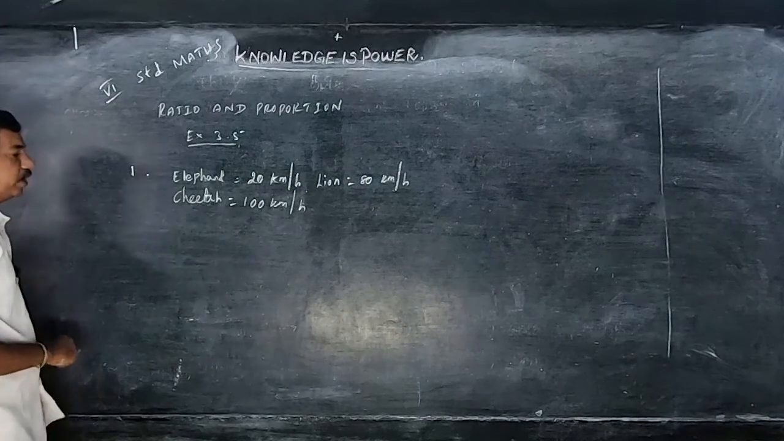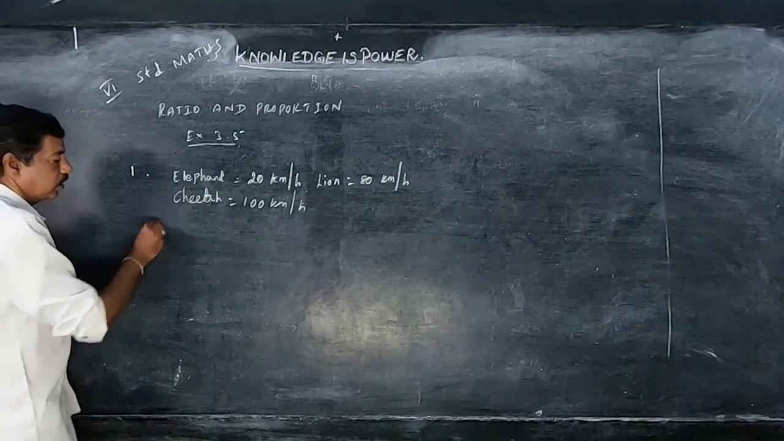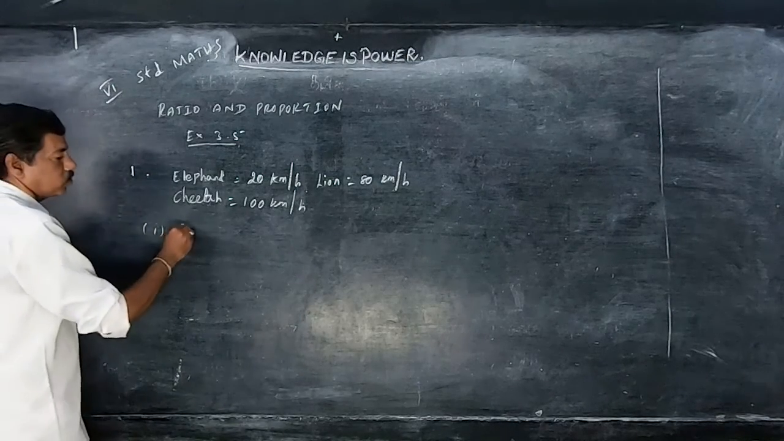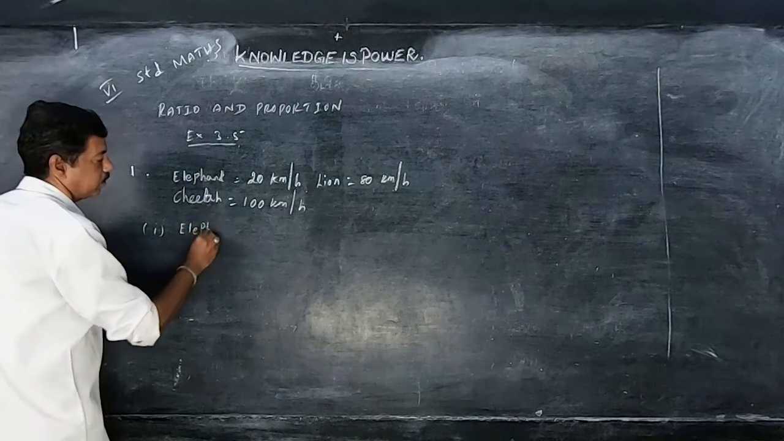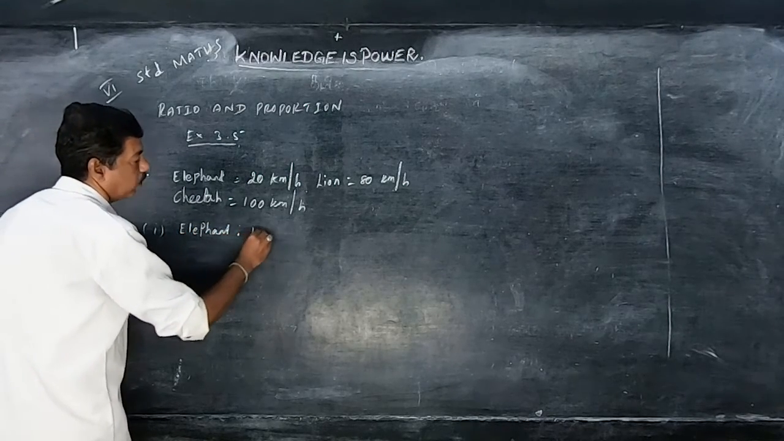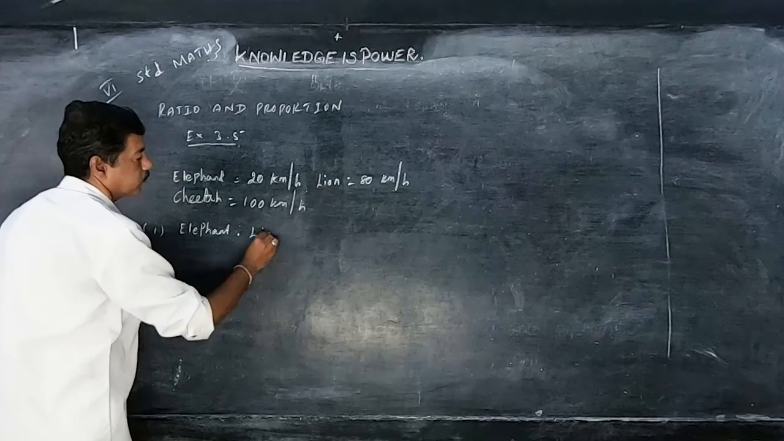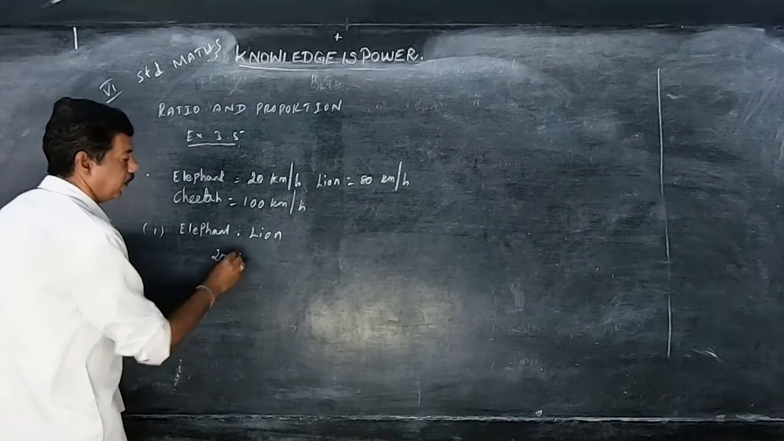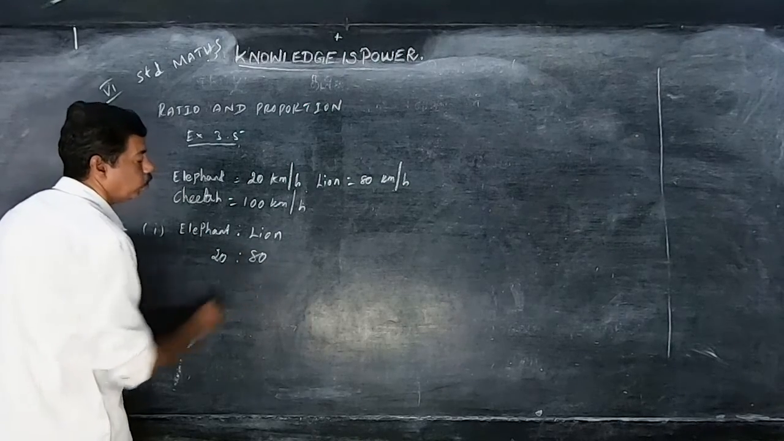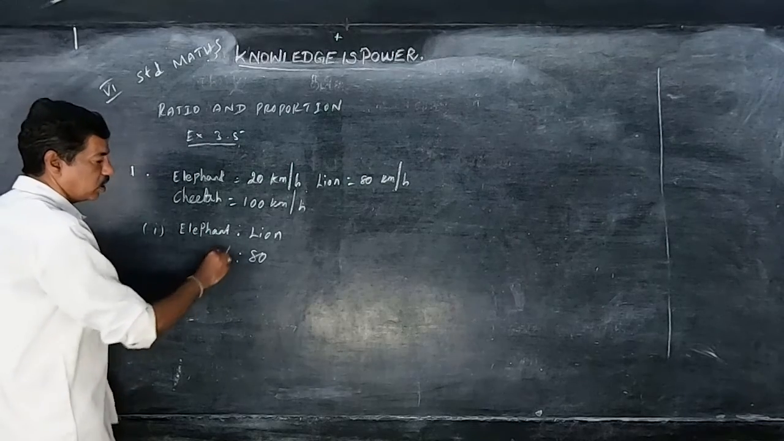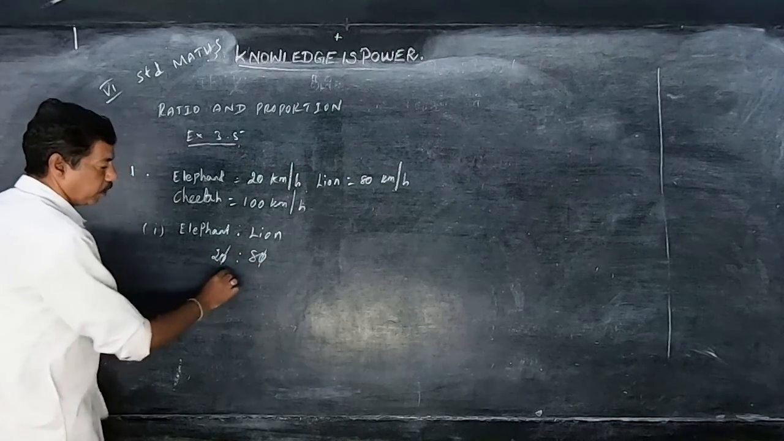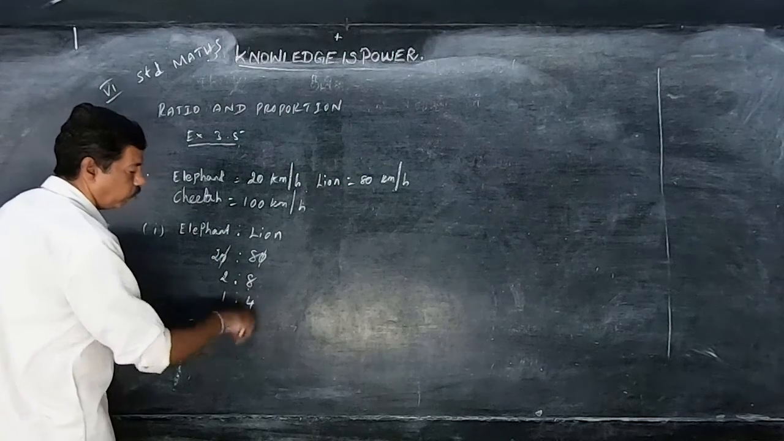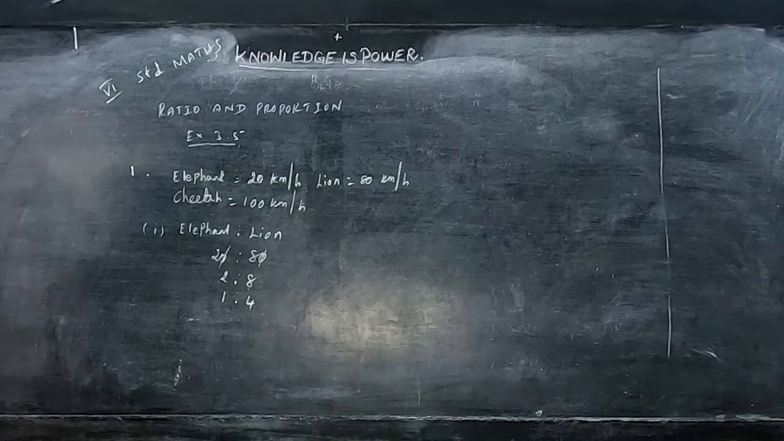So this is the information which is given, and the question asks us to find the ratio. The first one is elephant with lion, elephant is to lion. How do we write that? Elephant is 20 kilometer per hour, lion is 80 kilometer per hour. The 0 will be skipped. 2 is to 8. 2 table 1 times, 2 table 4 times. So 1 is to 4.